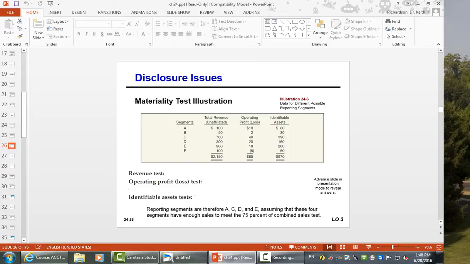Reporting segments are A, C, D, E, assuming these four segments have enough sales with all of them together to meet 75% of the combined sales. And what factor gets them there? This one does not. This one does. This one didn't, it's not 10%. This one does not. Get the idea? And then on B, why is D not one? Because it doesn't hit 10% on any of them, right?